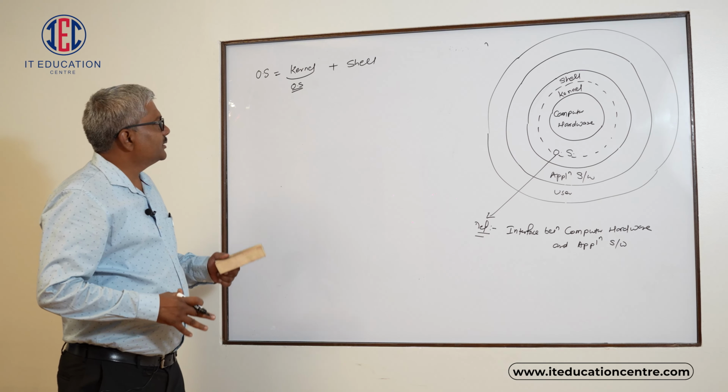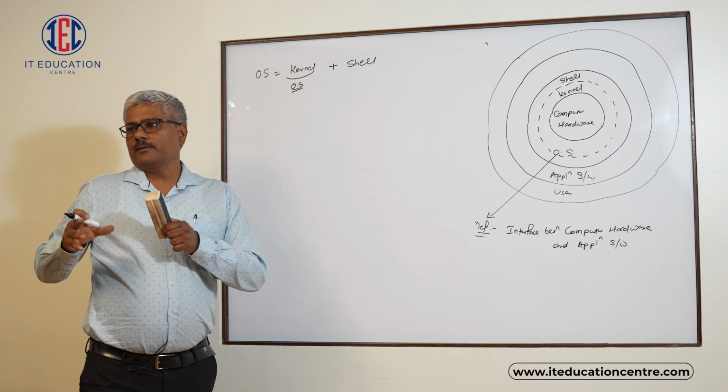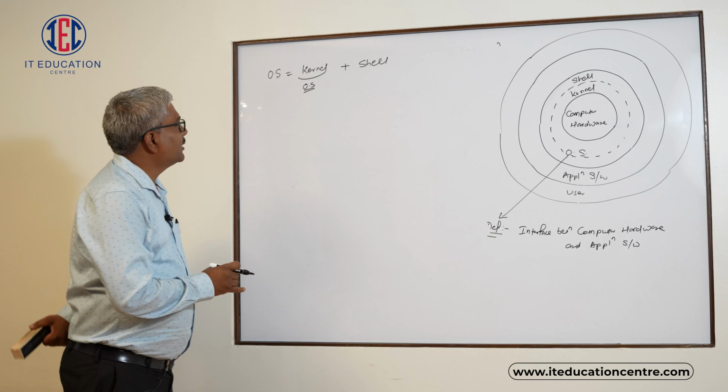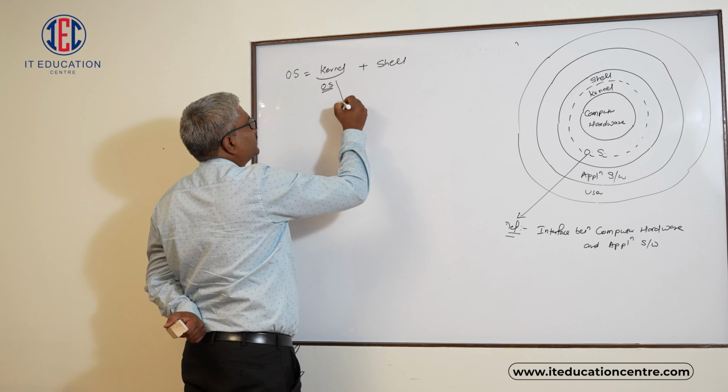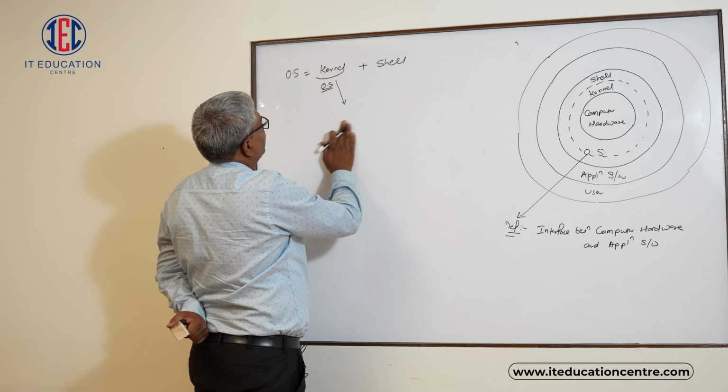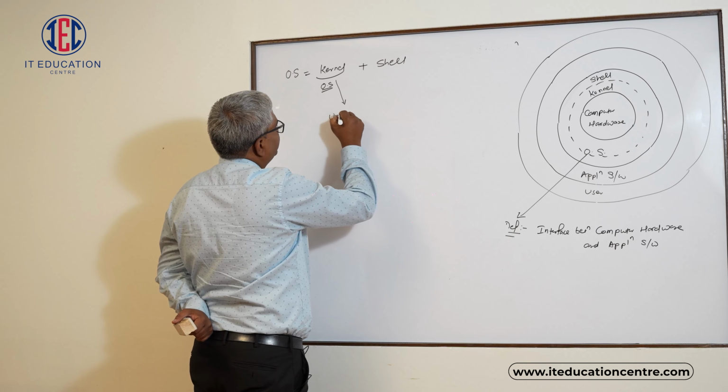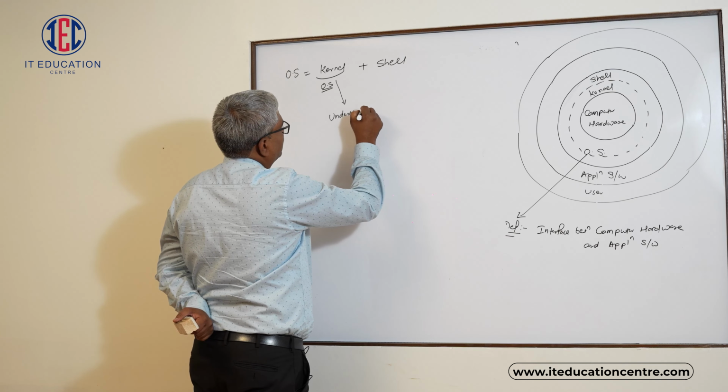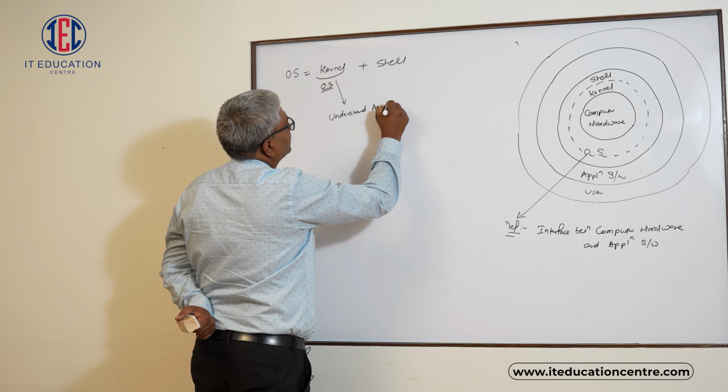So it's a combination. Normally the operating system is a combination of kernel and shell, but the kernel understands only low level language. The kernel understands assembly level language.